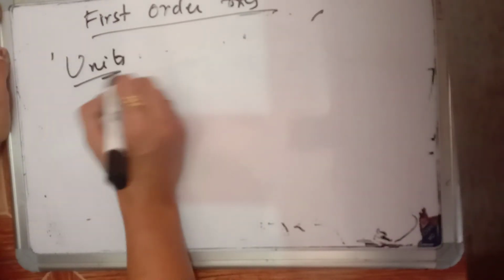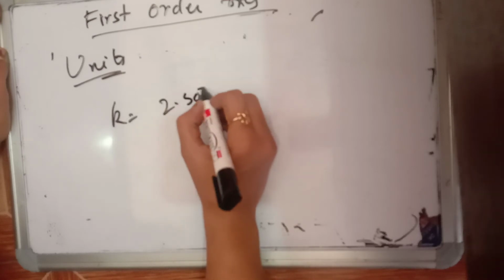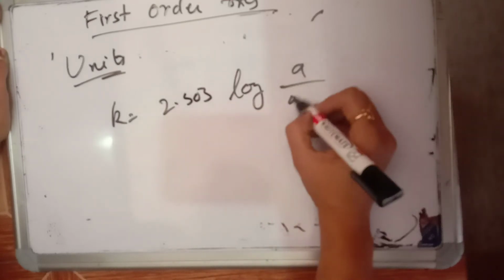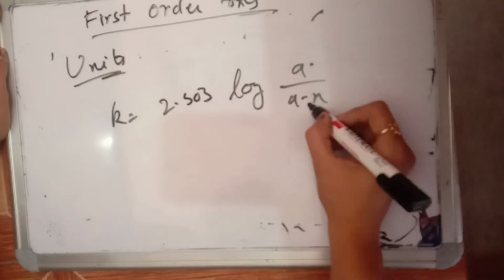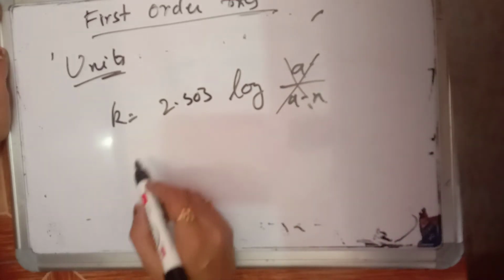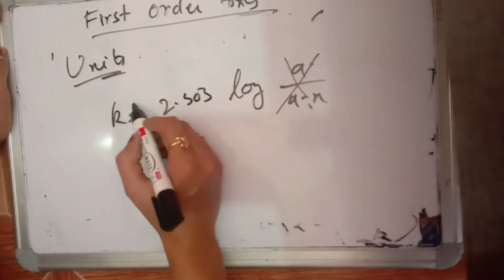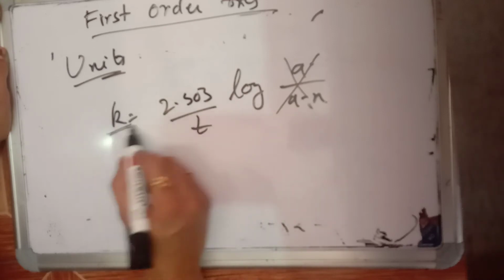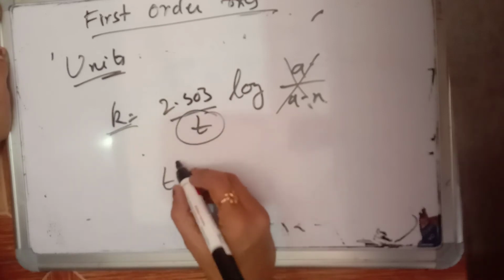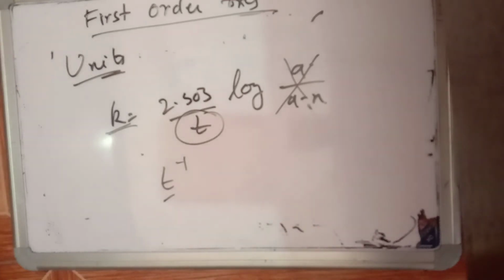Now coming to the units of the rate constant, k is equal to 2.303/t log a/(a − x). This is concentration upon concentration, so units will cancel out. So the units of k will be simply time inverse. It can be second inverse, minute inverse, hour inverse, depending upon what unit of time I am taking. So these were the characteristics of first order reactions.